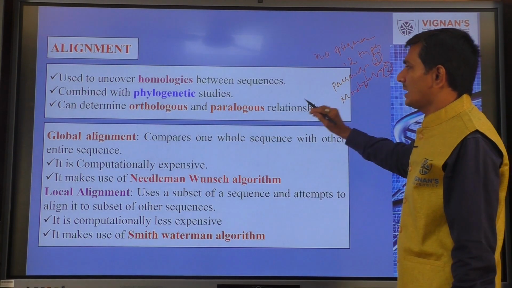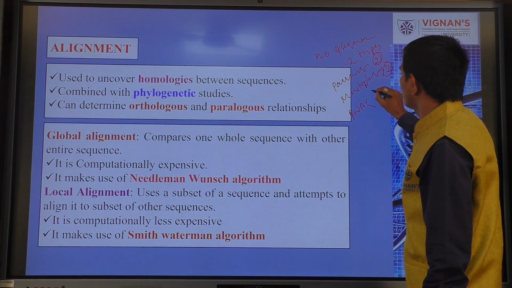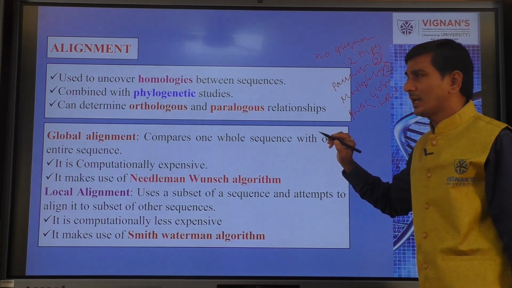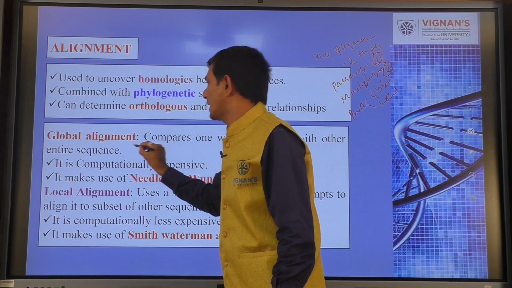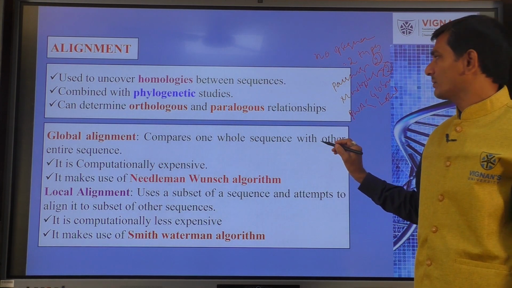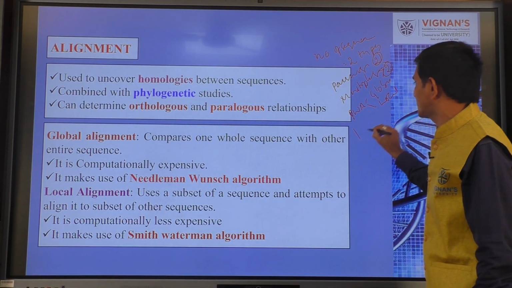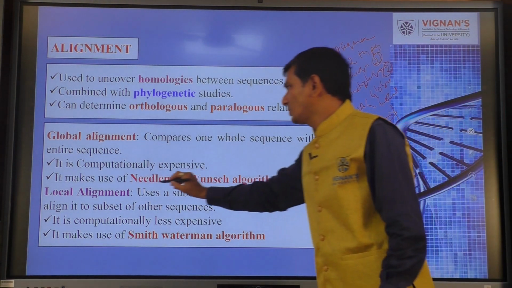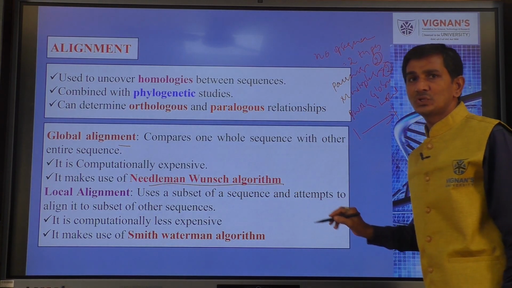Pairwise sequence alignment is again of two types: global alignment and local alignment. Coming to global alignment, what is it? Global alignment is the alignment of a pair of sequences along their entire length, from the beginning of the sequence to the end of the sequence. The algorithm used for carrying out global alignment is the Needleman-Wunsch algorithm.